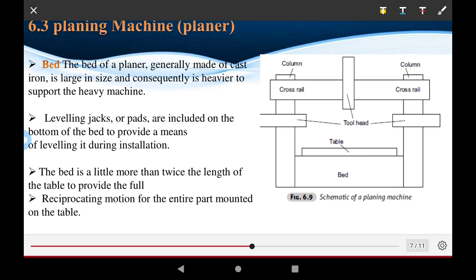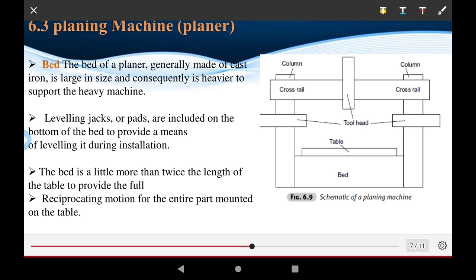The schematic of the planer: the column is vertical. The column is the support for the whole structure, from the upper part to the lower part of the machine. And the bed is also for the tables and the operation of these machines.